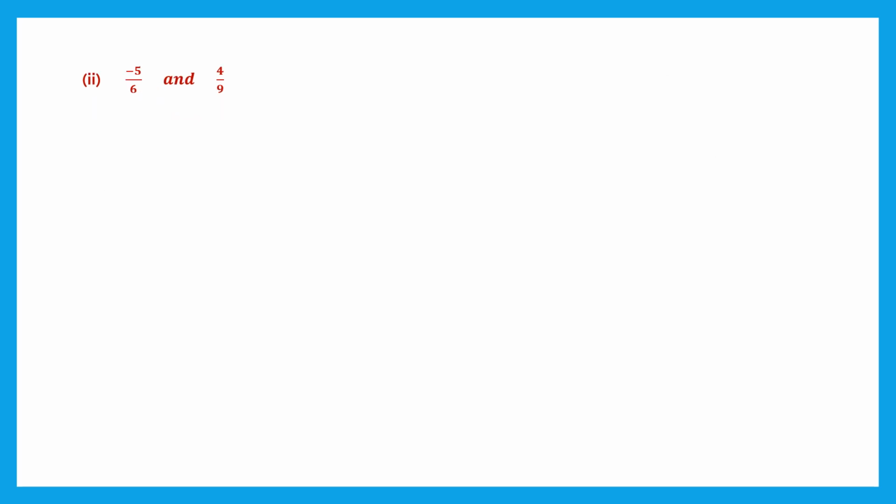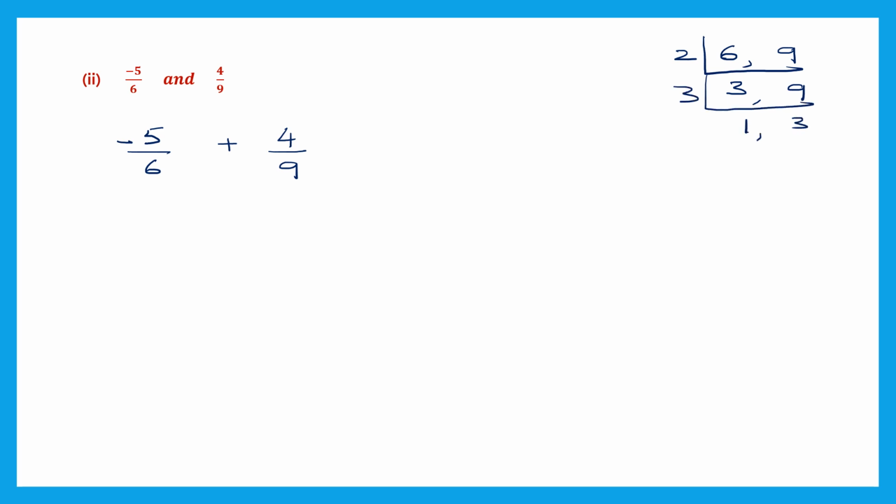Question 2. So here also, as you can see, denominators are different. So let's find the LCM of the denominators. Let's write the question once. Minus 5 by 6 plus 4 by 9. Let's find the LCM of the denominators 6 and 9. So we will start with 2. 2 3s are 6. 9 is not divisible, so I bring down. Now I can use 3. 3 1s are 3. 3 3s are 9. Again, I can use 3, 3, 1 and 3 1s are 3.